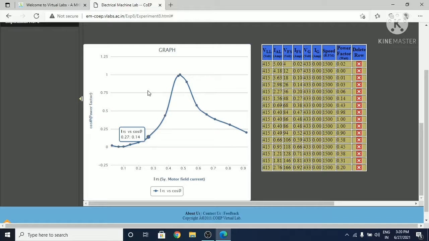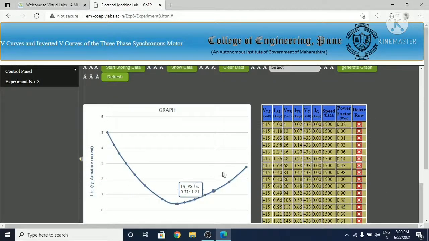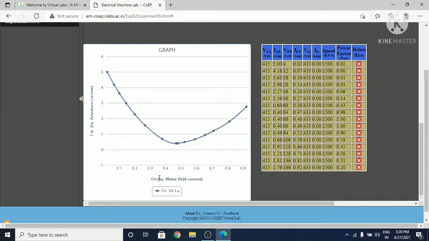In a load condition we also get the same curves, with only one difference: in the no load case we get a very narrow and sharpened curve. Here you can see that it's very narrow and sharpened at the peak. But if you add load to the synchronous motor, a large amount of current is required to obtain the power factor. So we get curves which are slightly wider than the no load curves. I will show that also.